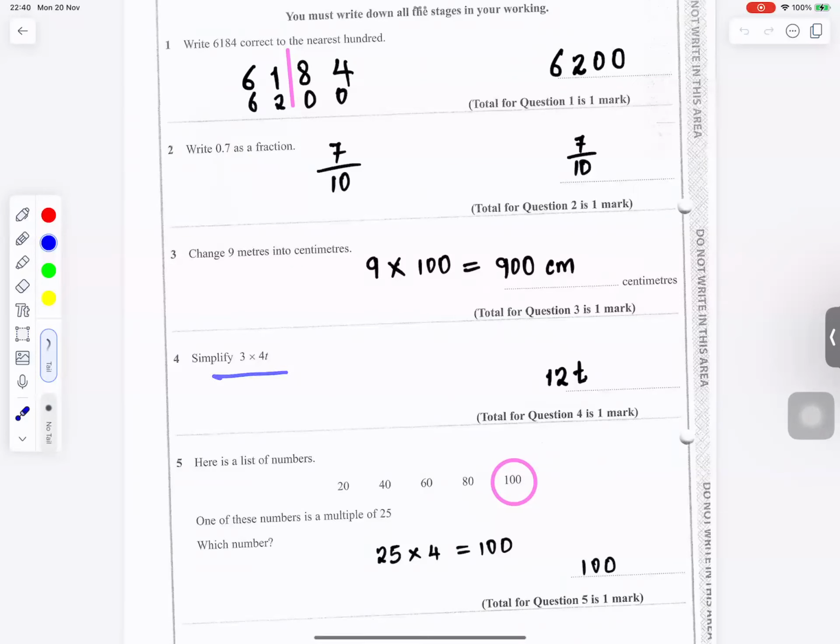Simplify 3 times 4, t. Multiply the numbers 3 times 4, 12, and then you write the t after. The numbers come before the letters. Number 5, here is a list of numbers. One of these numbers is a multiple of 25. Which number? 100. Because 25 times 4 is 100.